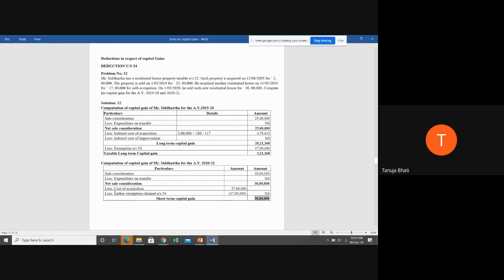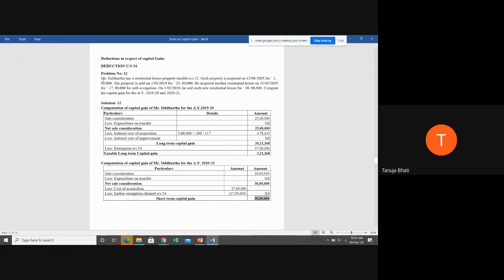Now, why we have reversed this exemption? Reverse means you're going to minus this exemption. Why? Because the new house should not be sold for a period of 3 years. And since it is sold before the period of 3 years, you have to reduce that benefit. Here you have taken benefit of 17 lakhs. You have to reduce it from your cost of acquisition. Therefore, we have deducted 17 lakhs and the short-term capital gain is 30 lakhs.